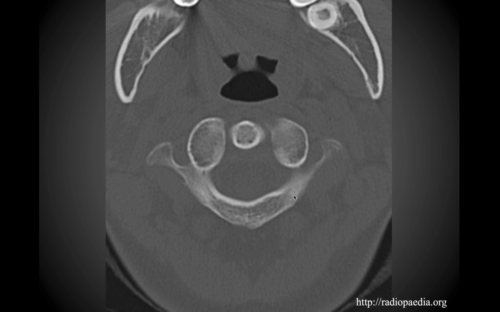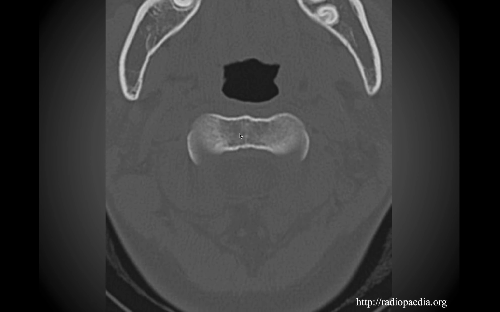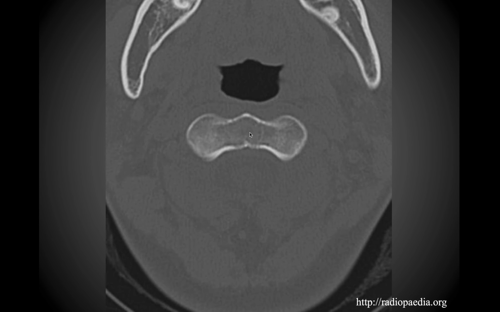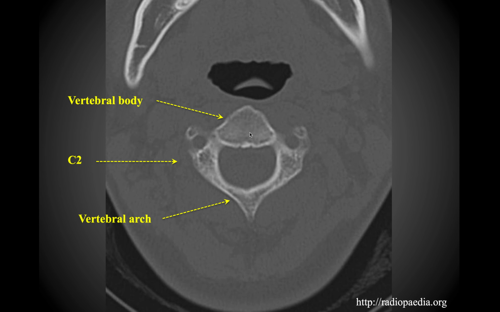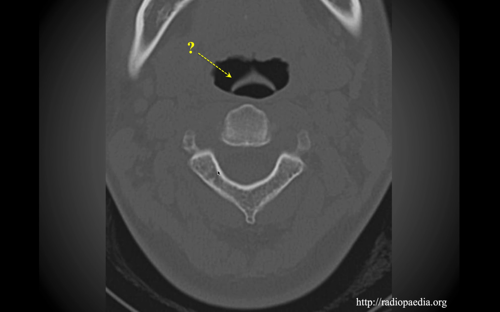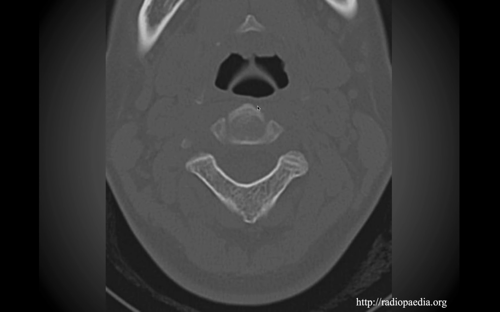We're moving down towards C2. So again, here you can still see the dens in the midline. So we're coming down. We're going to see more of the C2 vertebra. So here you have a good view of the rest of C2. And then as we're descending, you'll notice up here now in the oropharynx, we're seeing the epiglottis at this point. So that half moon shaped structure right there represents the epiglottis. We're still seeing the body of C2.